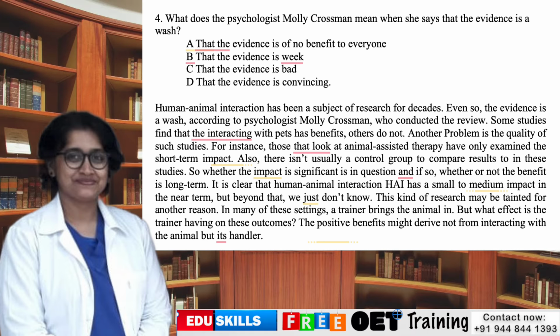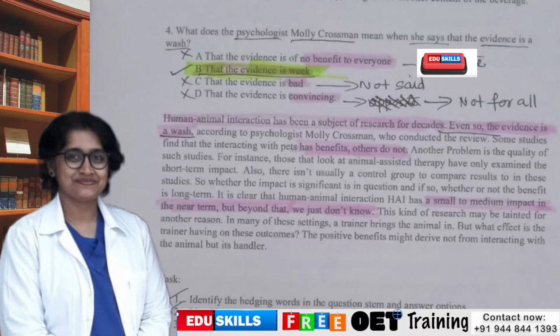Now when it comes to question number 4, this is also a part C type of question. There are four answer options, and we are using the QTA method. So let's see the question: what does the psychologist Molly Grossman mean when she says that the evidence is a wash? Here we have to go directly, according to the highlighted hedging words, to the name Molly Grossman and her opinion, where she says that evidence is a wash.